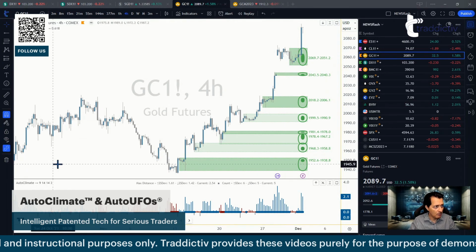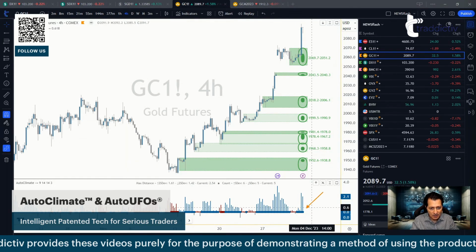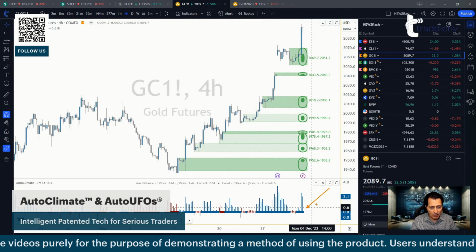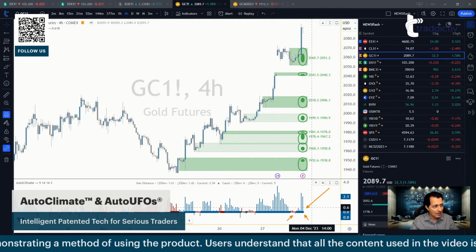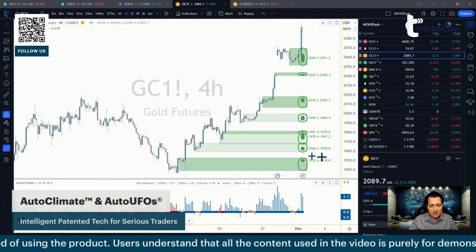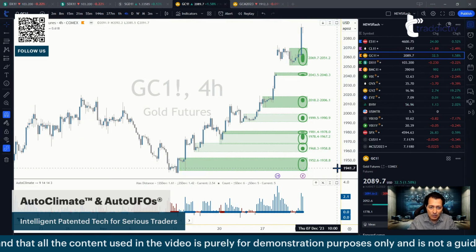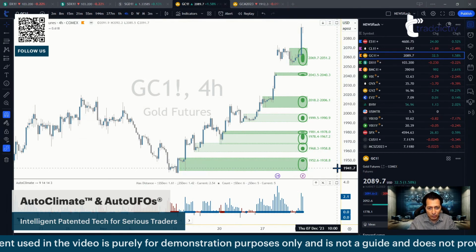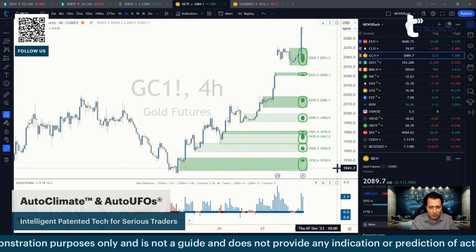First of all, in the bottom part of the screen, we can see something that looks like a histogram, even though the really important part is the dots, which could be either blue or red. This is AutoClimate, and this is a tool designed to present what is the current climate in the marketplace from a statistical point of view. This tool, like all tools we produce, is intelligent. They use a lot of market data.